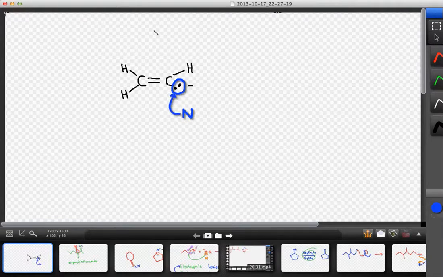Now you could suggest that the pi bond could also be nucleophilic, but there really is a competition for which one's most reactive, and the one that's most reactive is going to be the lone pair. Finally, let's look at allylic bromide.